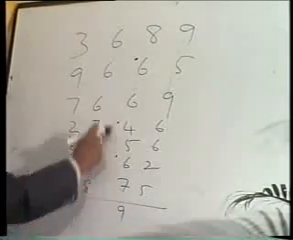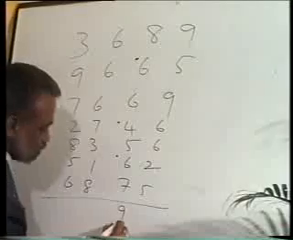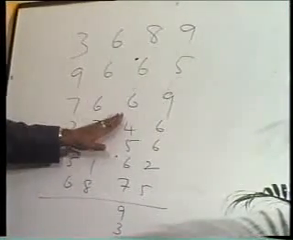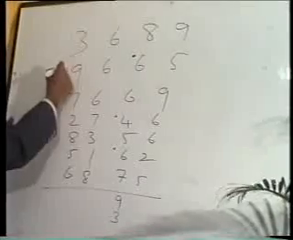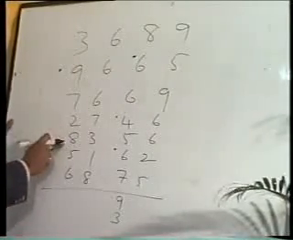How many dots are here? 3. Write it below that. Now, which column do you want to add? Last. Fine. Very good it is. 3 plus 9? 12. Exceeds 11. 1. 1 plus 7? 8. 8 plus 2? 10. 10 plus 8? 18.